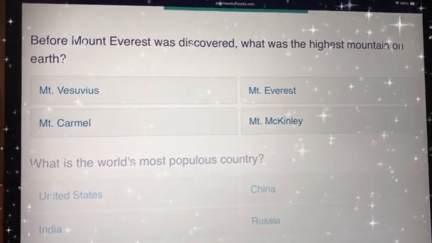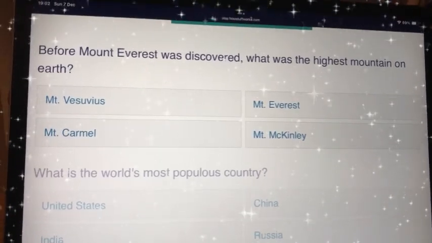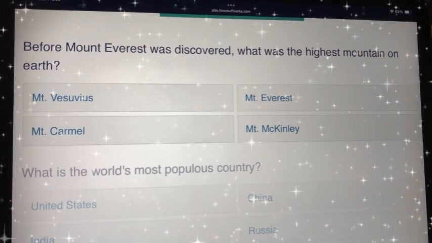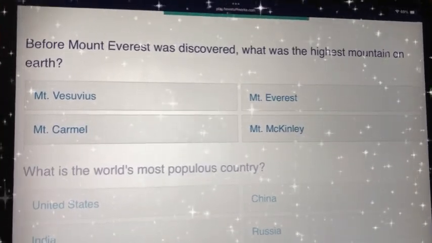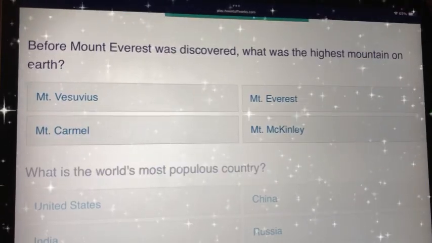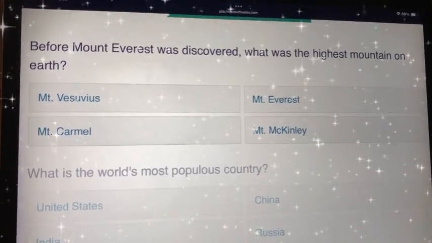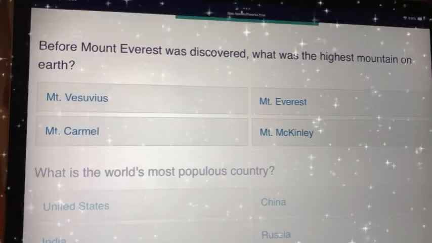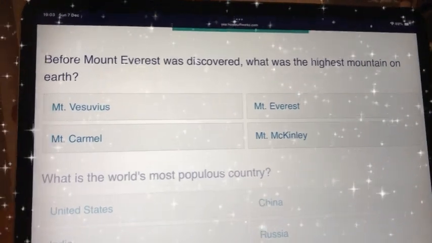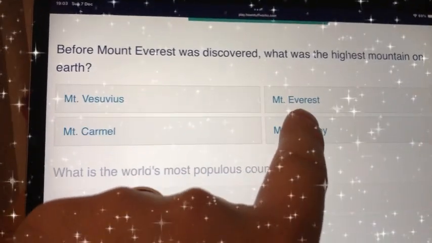Before Mount Everest was discovered, what was the highest mountain on Earth? Right, well, common sense, which is what this quiz is all about, tells me that even though it wasn't discovered, it was still there. Therefore, Mount Everest has always been the highest mountain on Earth because the land mass was obviously still there. So it's kind of a trick question, that one. It's because the land mass has always been there. It's just that nobody had discovered it was there. So the answer is the same as Mount Everest. So I'm going to go for Mount Everest.